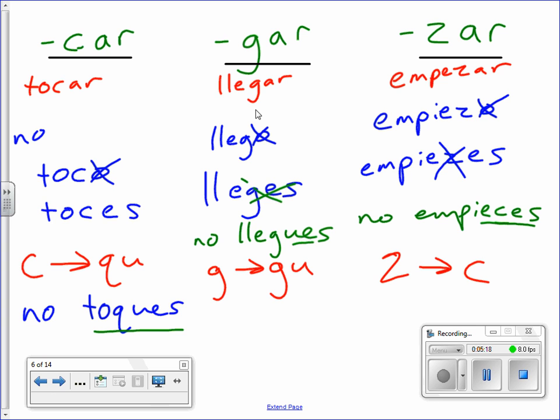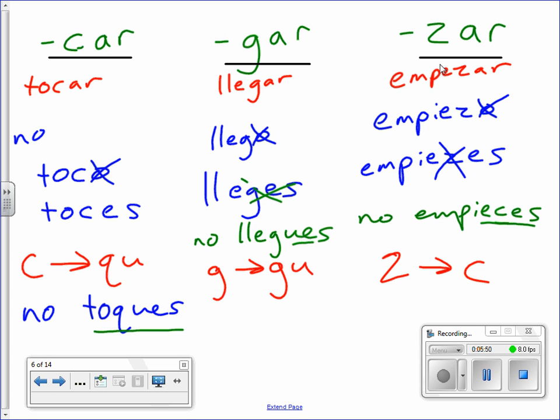All right. Llegar, to arrive. Three simple steps. Hopefully you're getting the hang of it by now. The yo form, llego. Drop the O. Third step, add opposite ending. Es. No llegues. Again, because of how the language works, we have to change the G to GU. No llegues tarde a la clase de español. Don't arrive late to Spanish class. Okay, no llegues, G-U-E-S.